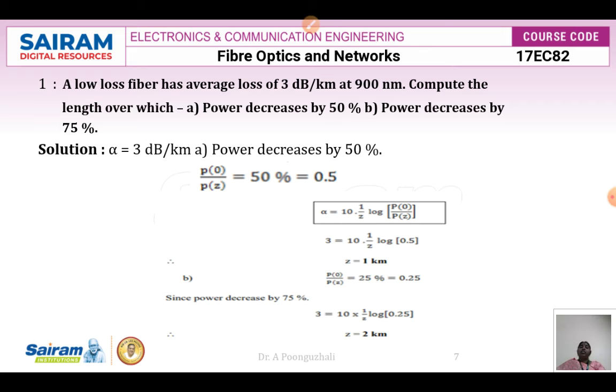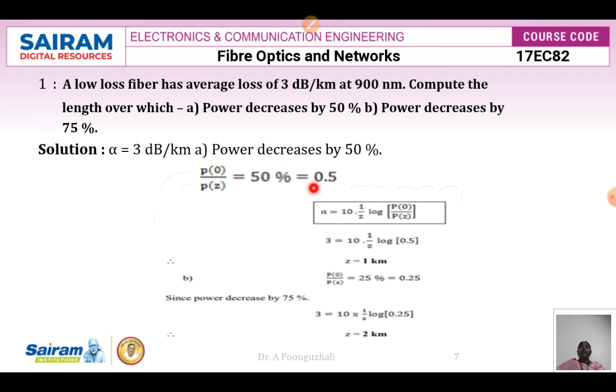First, alpha is equal to the average loss, so the attenuation loss is 3 decibels per kilometer, and your lambda value is 900 nanometers. The first condition given is that power decreases by 50%. Power decreases by 50% means P of Z by P of 0 is equal to 50%.